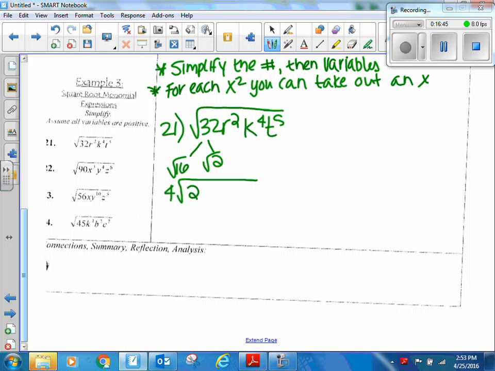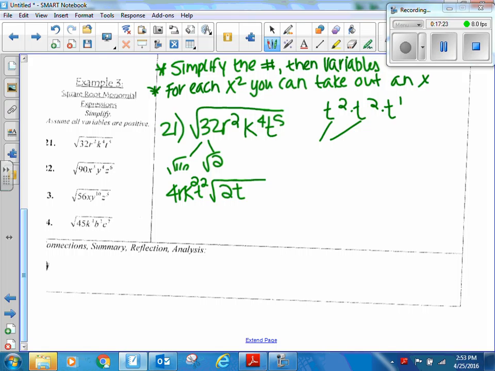Well, let's say we have r squared, so we can take 1 r out. I'm basically dividing by 2. 2 divided by 2 is 1. Oops, I'm supposed to be taking these out. Hold on. So I took out an r. I can take out 2 k's, k squared. And then with this 5, technically t to the fifth is t squared times t squared times t to the 1. So you can take out 1 here and 1 here. So t squared comes out, and that last t has to stay in there. This is where it gets a little bit trickier, but just stick to the rules.